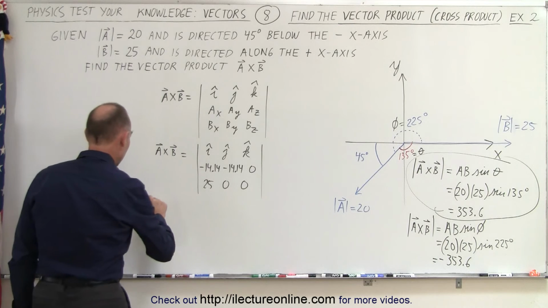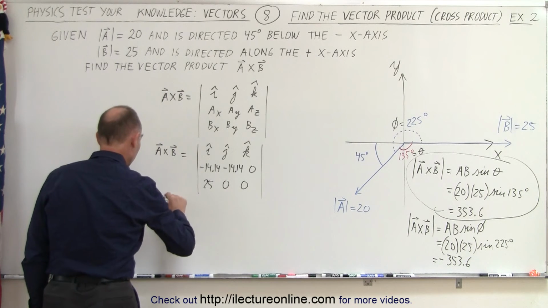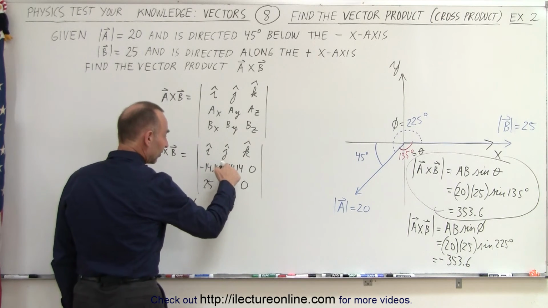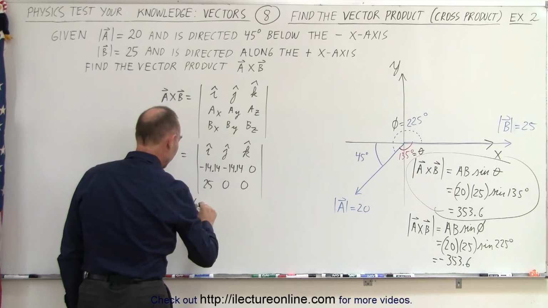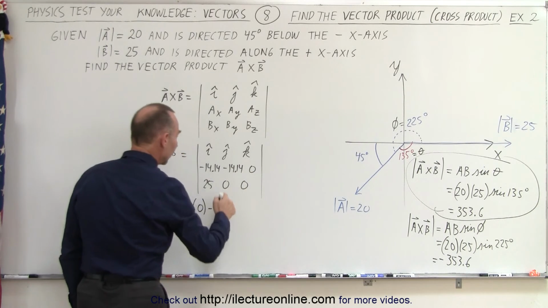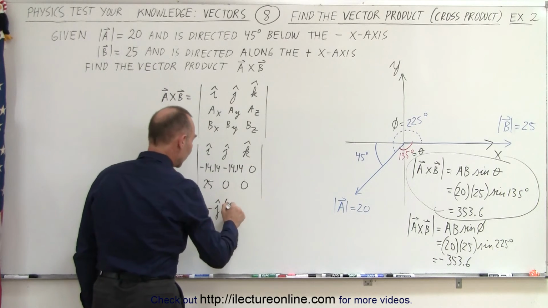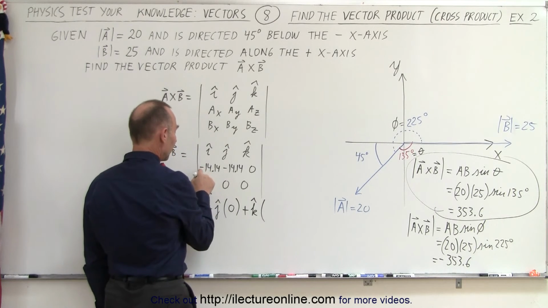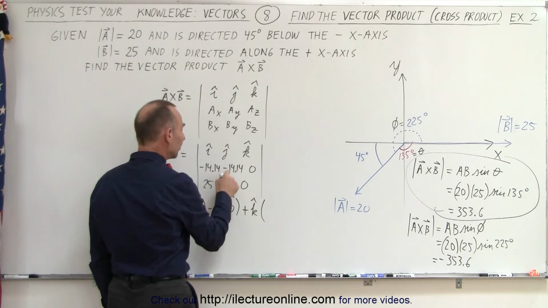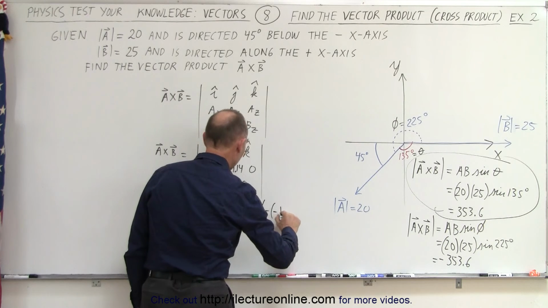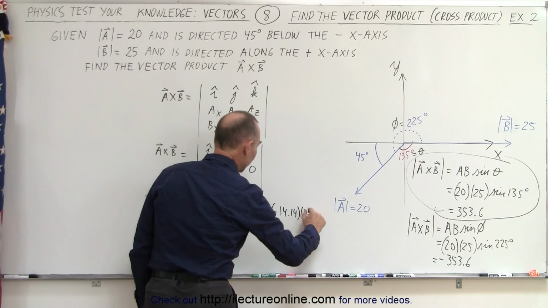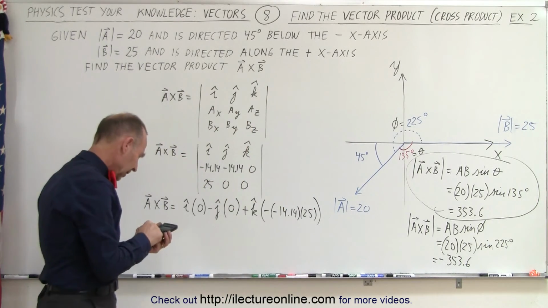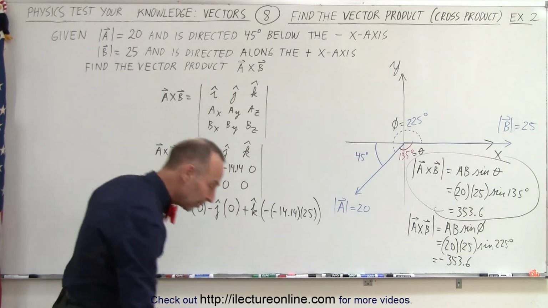So as a result, we have A cross B is equal to i multiplied times this times 0 minus 0 times 0. So this is 0, minus j. Again, we have this times 0 and 0 times this. We get 0. And plus k. Here we will have a component. Notice it's minus 14 times this minus this times this. So we have a minus 14.14 multiplied times 25 as the z component. So let's go ahead and work that out. So times 25, we get 353.6.